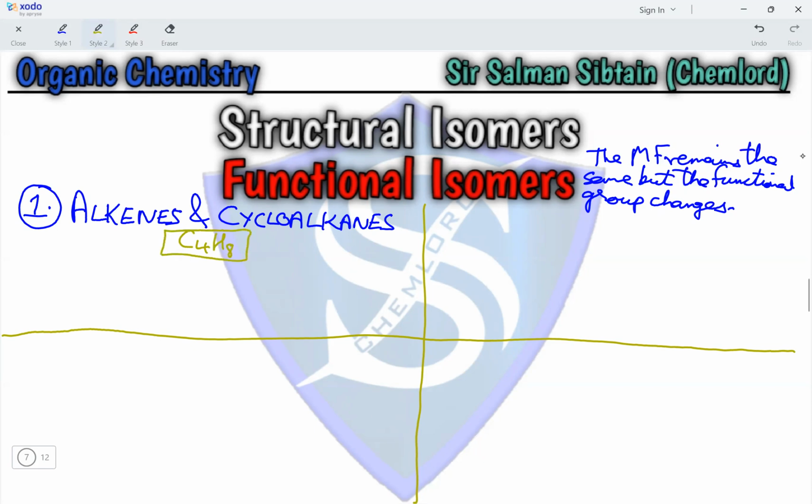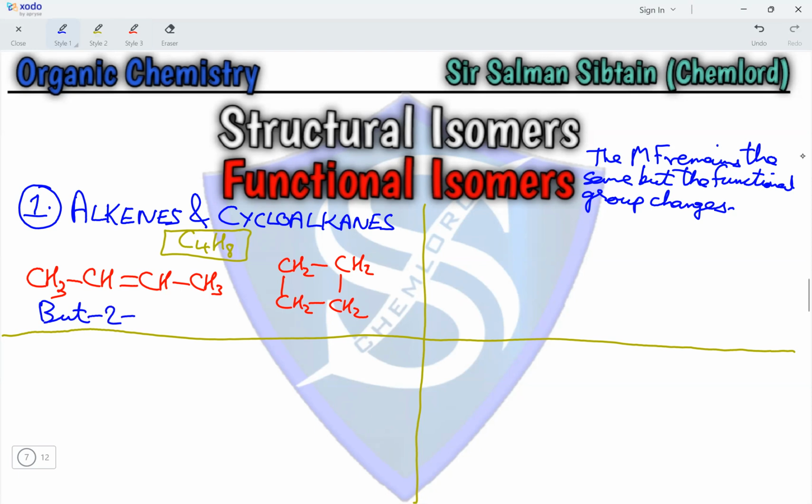and the alkene that C4H8 forms is CH3CHCHCH3, and the cycloalkane that C4H8 forms is CH2, CH2, CH2, and CH2. So the names of these compounds are but-2-ene in the case of the alkene and cyclobutane in the case of the cycloalkane.